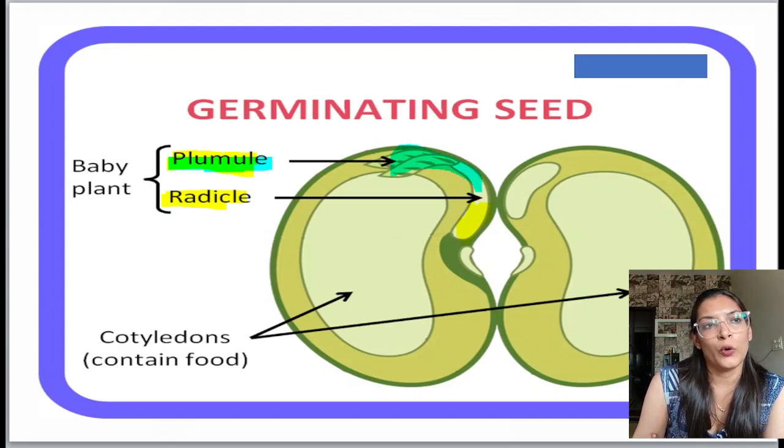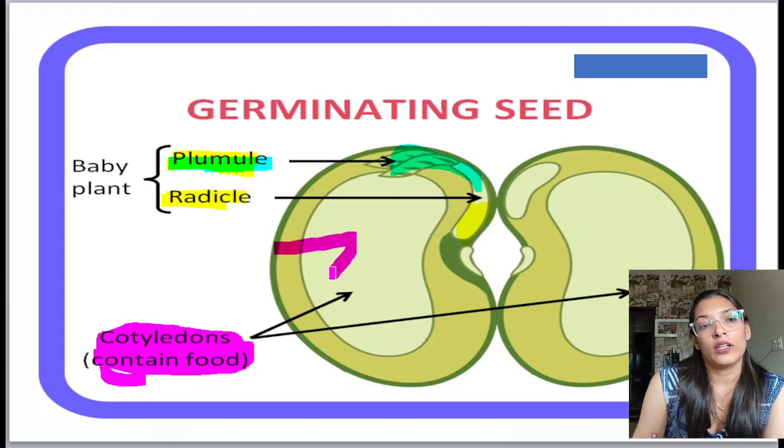Okay, and then we can also observe two cotyledons. You know that cotyledons are the structures which contain food. So two cotyledons are basically the embryonic leaf or the first leaf of the plant. So here two cotyledons are there and they are storing the food.